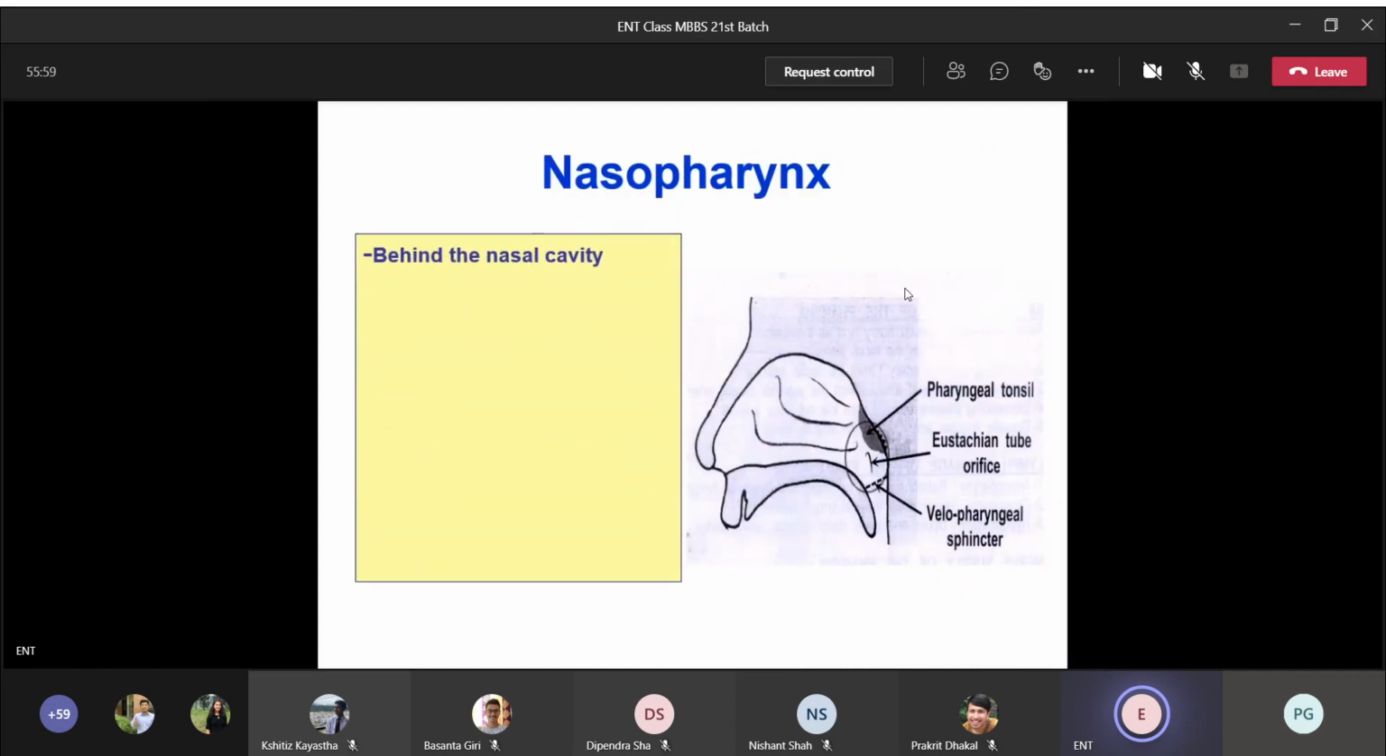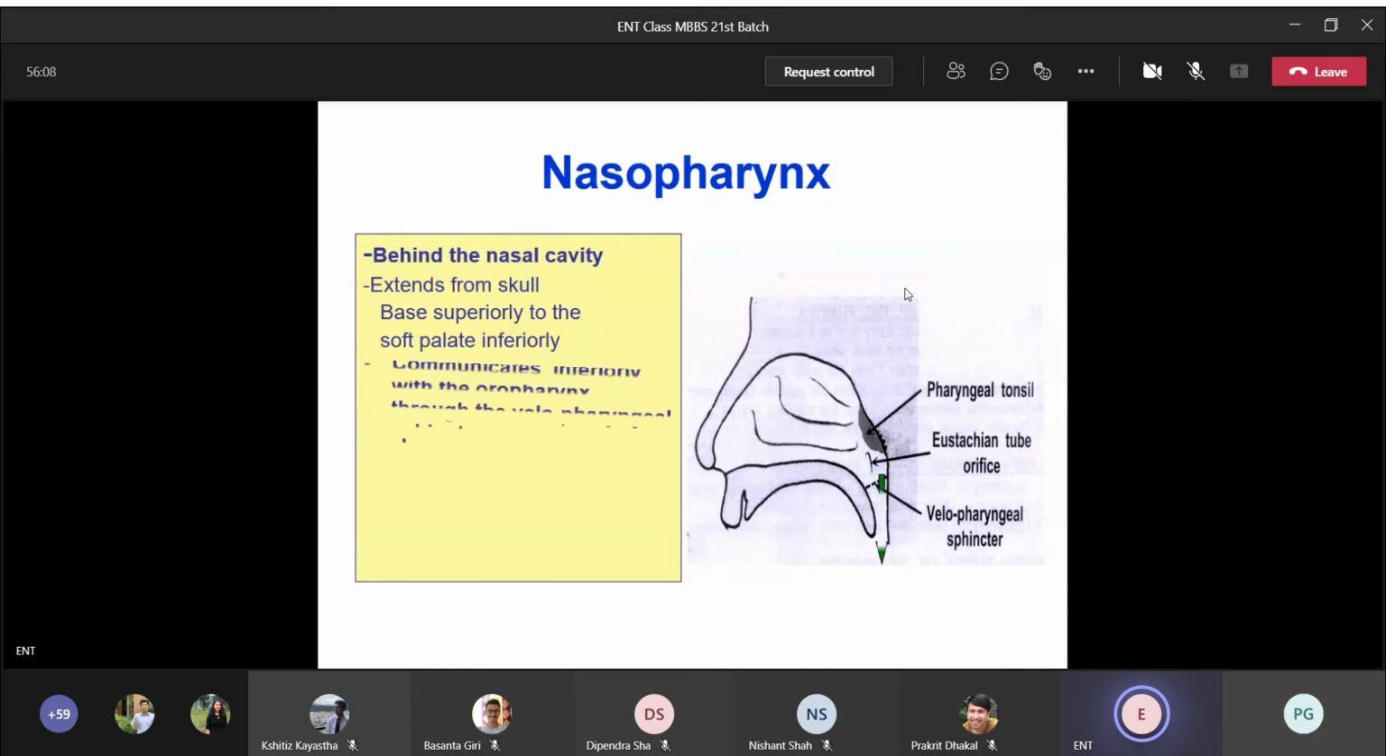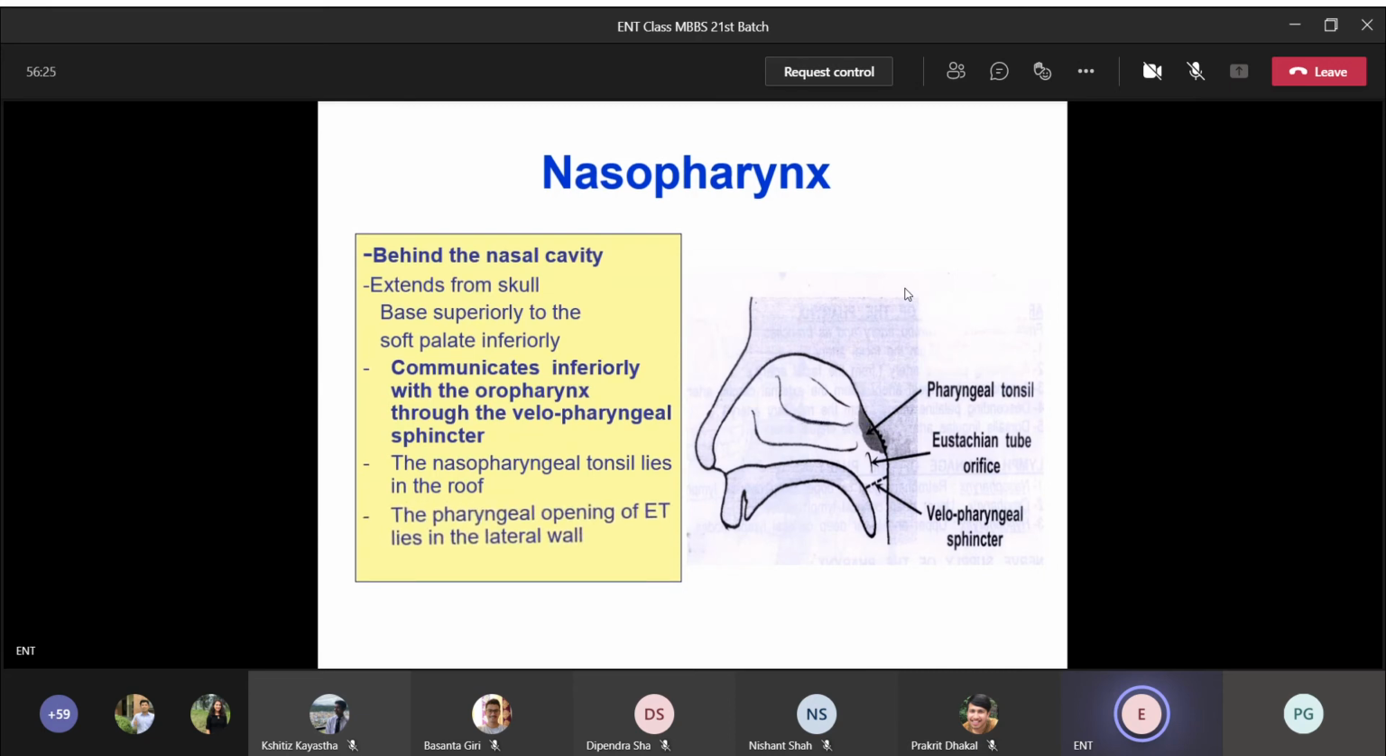Nasopharynx, as already said, lies behind the nasal cavity, extending from the base of the skull superiorly to the soft palate inferiorly. It communicates inferiorly with the oropharynx through the velopharyngeal sphincter, which is made by the posterior part of the palate. And the nasopharyngeal tonsil, the adenoid, lies in the roof. In the lateral wall, there is the pharyngeal opening of the Eustachian tube.